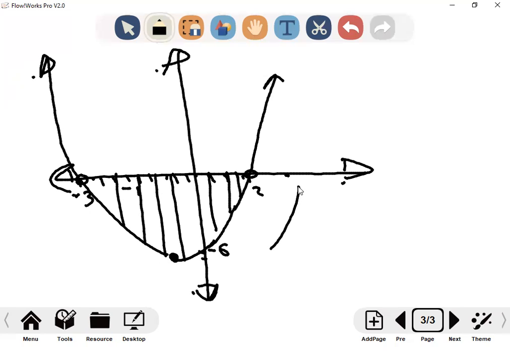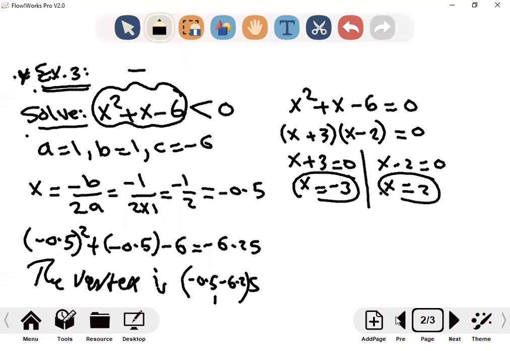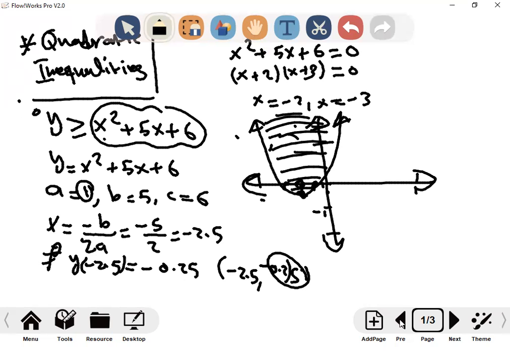Four. I will check four. Give me a value here: -6. I want another value here: -2, and give me a value here. Okay? Let's check. Put 4 where? In the inequality. 4 squared plus 4 minus 6 is positive, right? 14 less than 0? No.